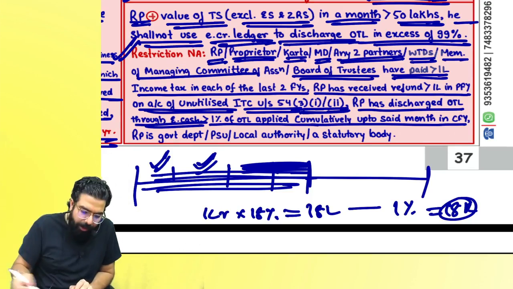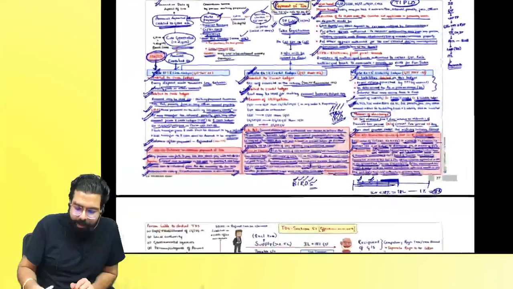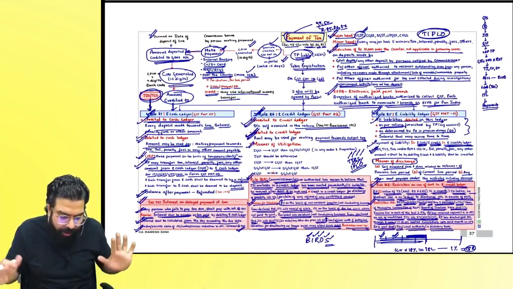Are we clear everyone? Or you are a registered person who is a government department, public sector undertaking, local authority or a statutory body. In that scenario also this 1% criteria is not applicable.